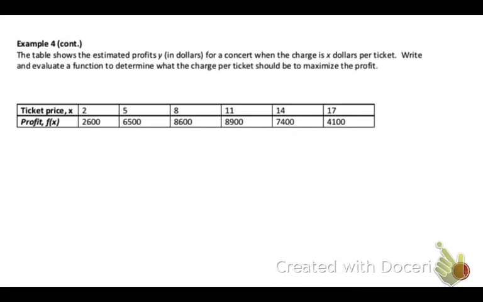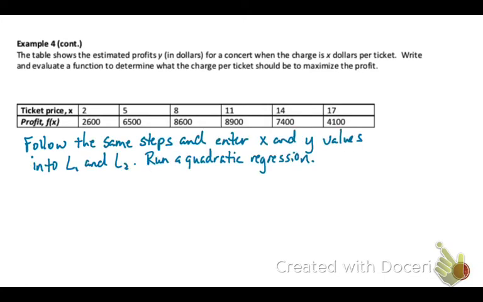All right, now this table shows the estimated profits Y in dollars for a concert when the charge is X dollars per ticket. Write and evaluate a function to determine what the charge per ticket should be to maximize the profit. So what we're going to do is follow the same steps and enter the X and Y values into our list 1 and list 2, and then run a quadratic regression. So go back to your calculator, go to the stat menu, and enter those values.